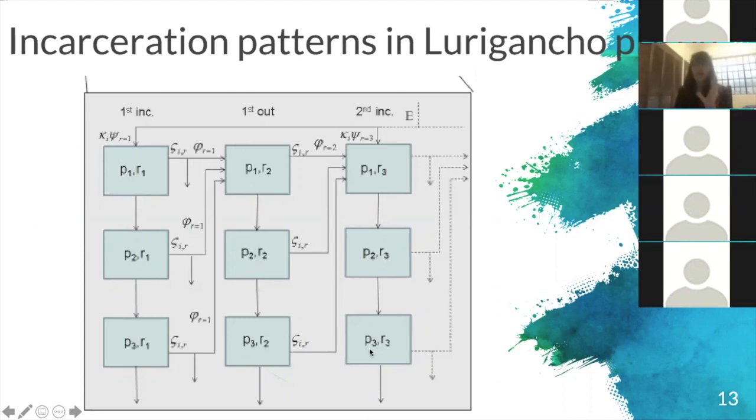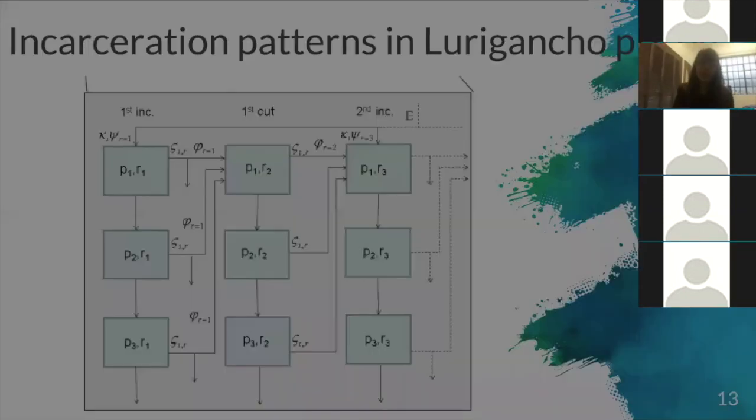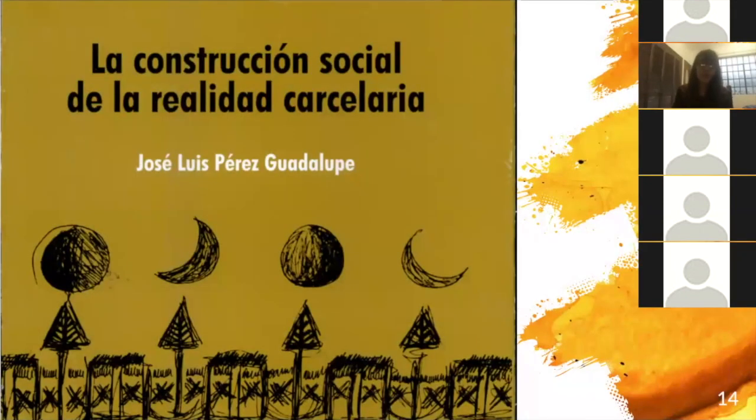And so getting data to parameterize this was relatively straightforward from the data that I had from the Lurigancho prison. However, understanding the sexual organization in the prison was much more complicated, and I had very little information available from their surveys. And so I started looking at qualitative information, because at that time it was too late for me to obtain ethical approval to actually implement qualitative interviews in the prison.